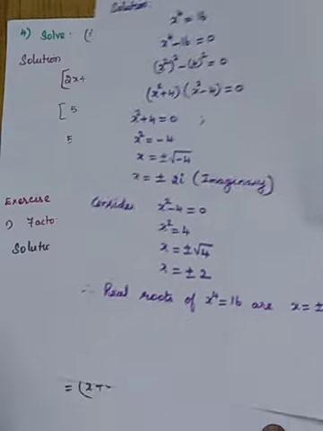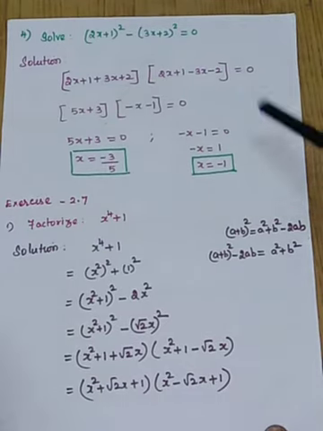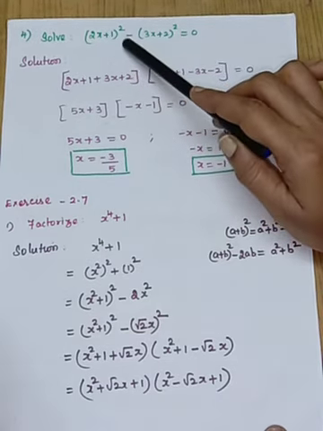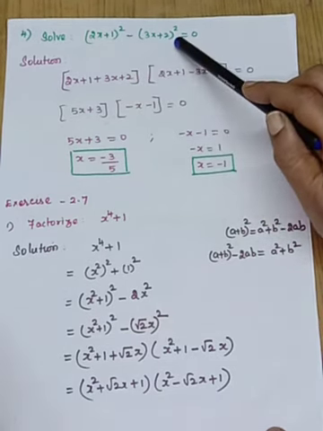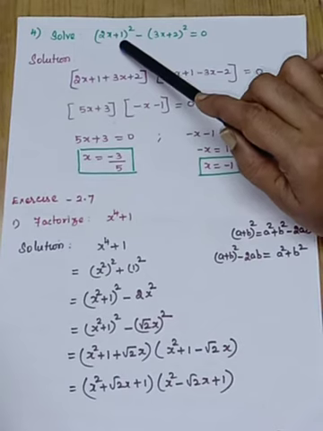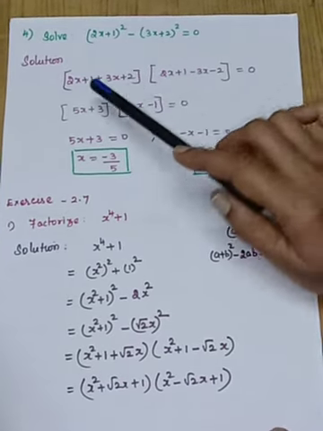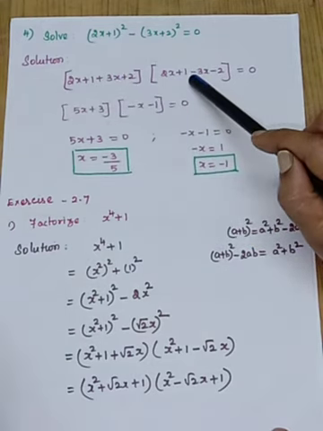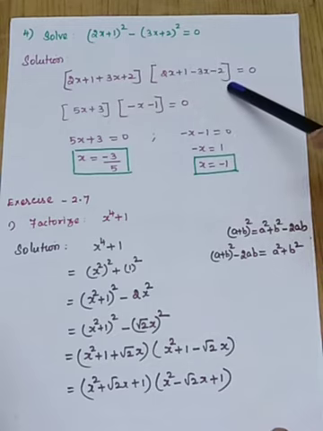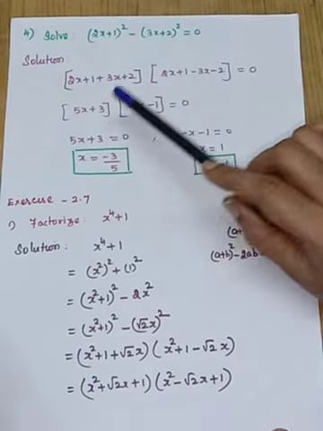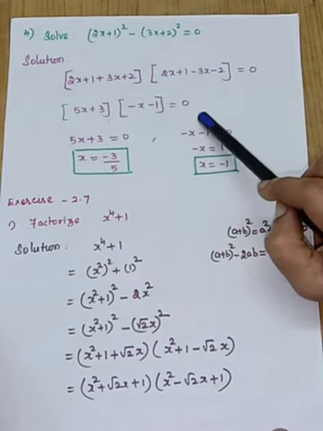Next one, we are moving to problem number 4. Solve. So this equation is given. Okay. So it is in the form of a squared minus b squared. So how it will be? a plus b into a minus b. What is your a? 2x plus 1. What is your b? 3x plus 2. So 2x plus 1 plus 3x plus 2 into 2x plus 1 minus 3x minus 2. So a plus b, a minus b. So this minus has to be applied to both the terms. So when you simplify, it is 5x plus 3 into minus x minus 1 is equal to 0.